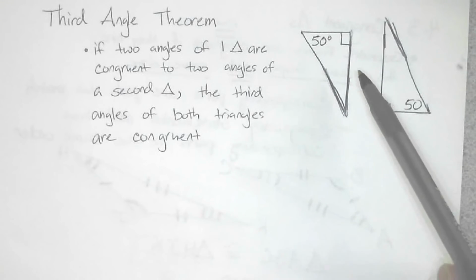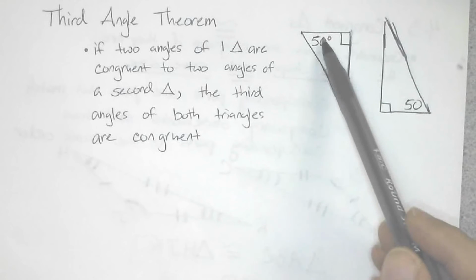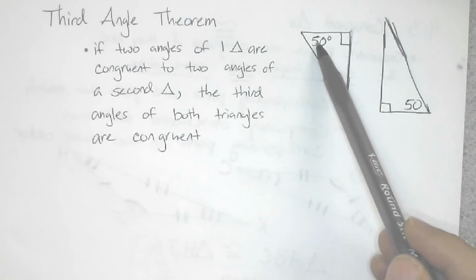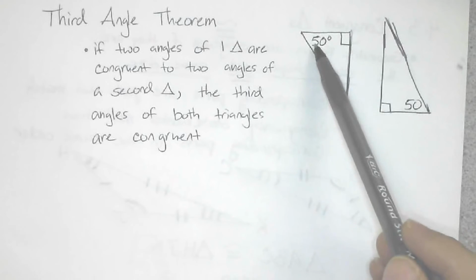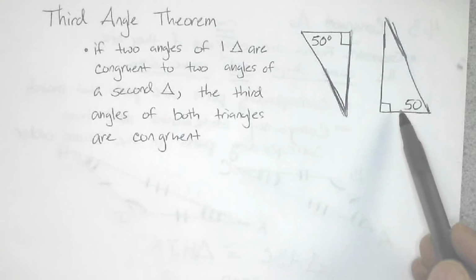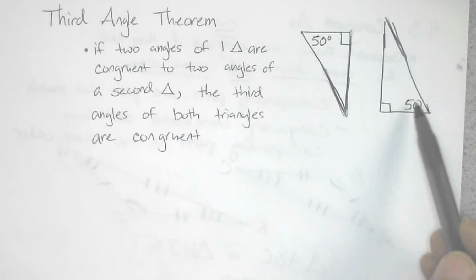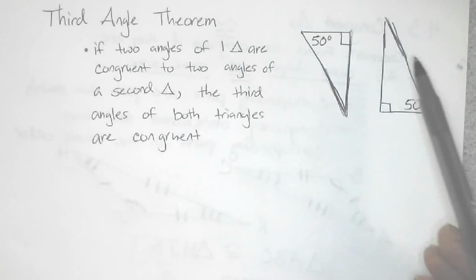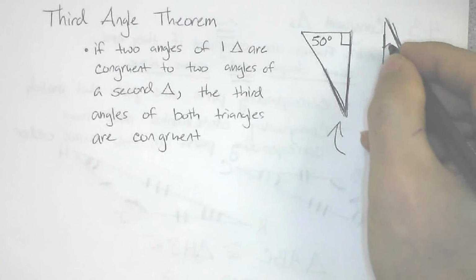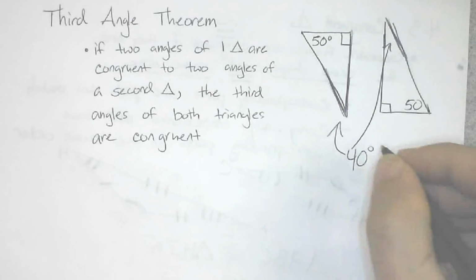So think about it. When you have a triangle, you know all the interior angles have to add up to 180. So if on this triangle I have 50 and 90, 50 and 90 is 140, that means this has to be 40 degrees. Likewise, on this triangle, 90 and 50 is 140, that means this one has to be 40 degrees. So on both of these triangles, the third angle has to be the same, and that'll always be true.